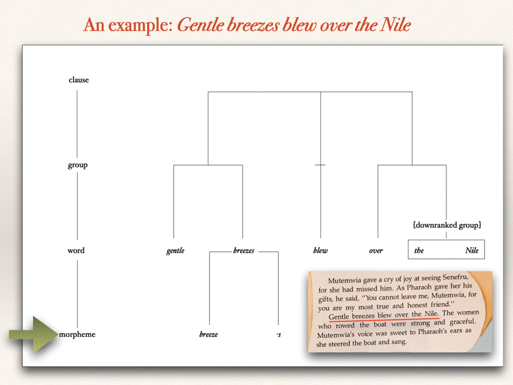Whereas in English, you have a fairly clear sense of words because they tend to correspond to orthographic words or graphological words. And graphological orthographic words are indicated by spaces between them, like gentle, breezes, blue, over, the, and Nile.